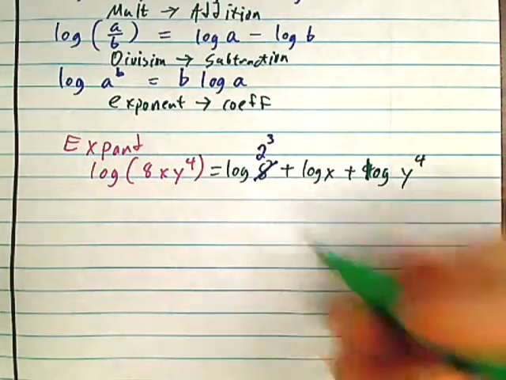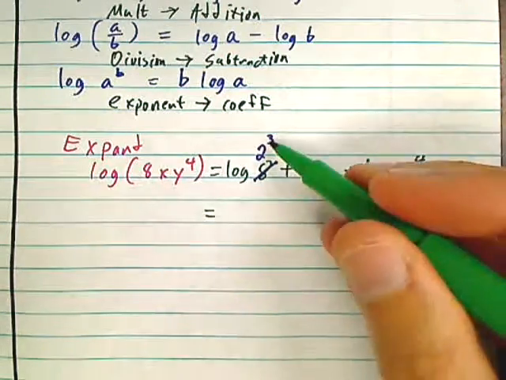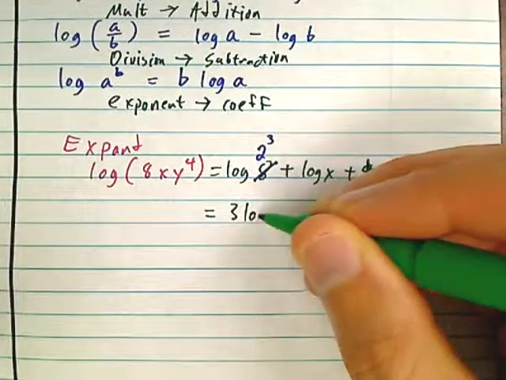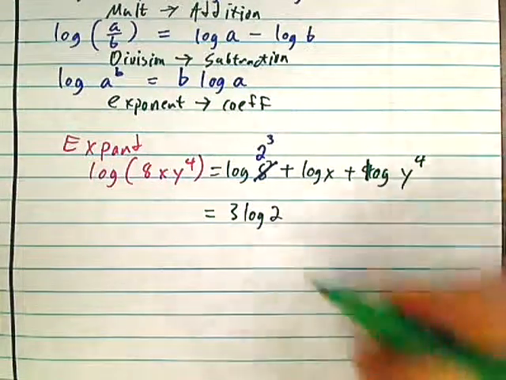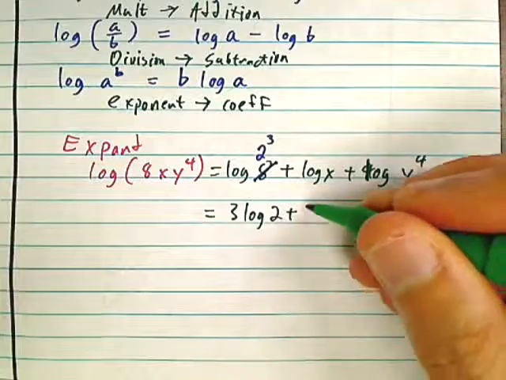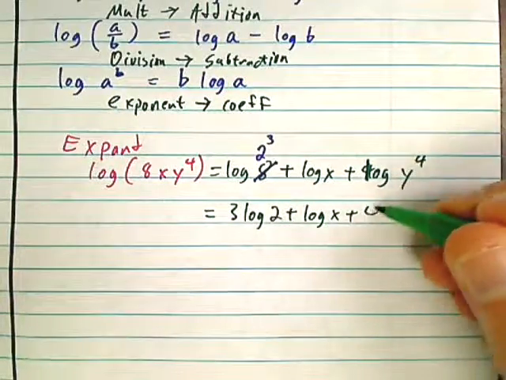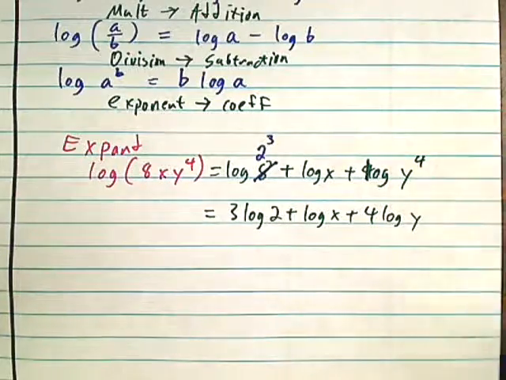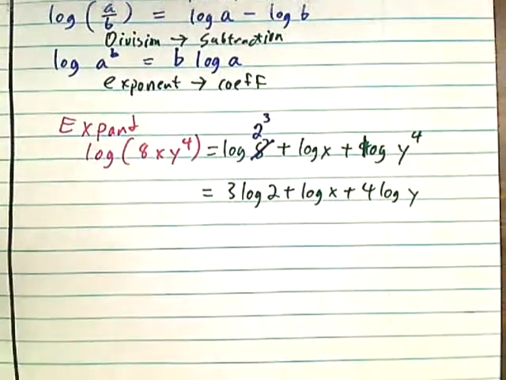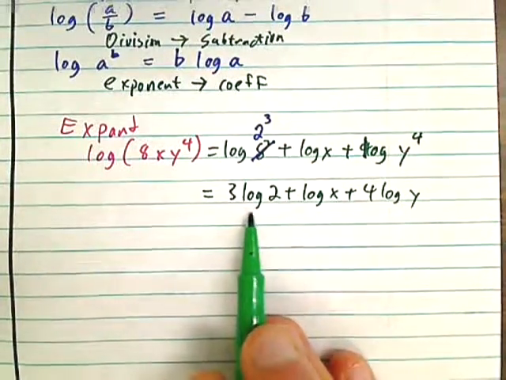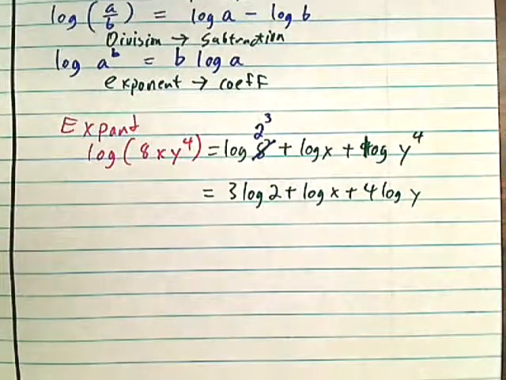My final answer, make both of these exponents into coefficients. So 3 log 2 plus log x plus 4 log y. Okay, so in expanded form, this logarithm of 8xy to the fourth expanded out is that 3 log 2 plus log x plus 4 log y. Let me try one more.